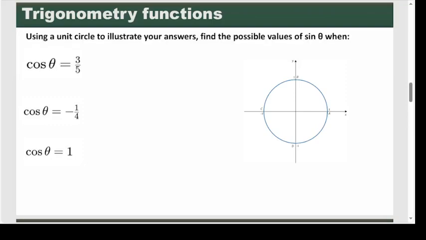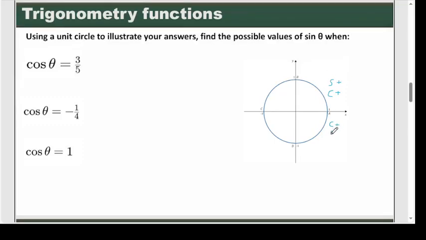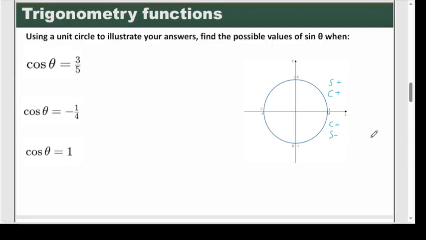cosine is related to x. That means cosine would be positive in the first quadrant or the fourth quadrant. Sine is always related to the y-axis, so sine would be positive in the first quadrant, and in the fourth quadrant, sine would be negative.